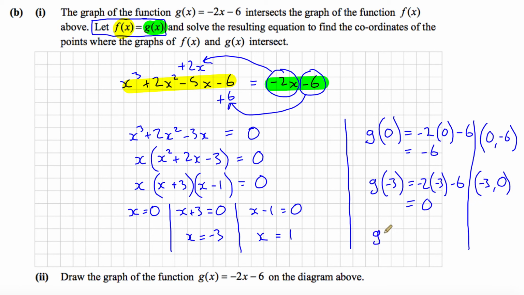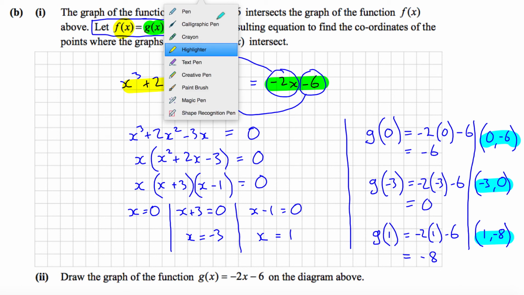And finally I'm going to find g of 1. That's minus 2 times 1 minus 6, which is minus 2 minus 6, which is minus 8. So the third coordinate of intersection is 1, minus 8. So there are my three answers in blue. They're the three coordinates of the points where the graphs of f of x and g of x intersect.